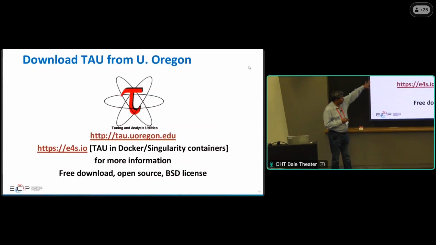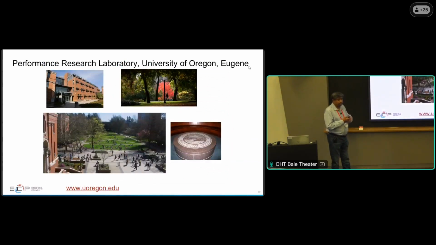You can download Tau from this location, and also we have containers with Docker and Singularity from the Extreme Scale Scientific Software Stack, or the E4S project. A lot of our development takes place in Eugene, Oregon, at the University of Oregon. We are now in Big Ten.